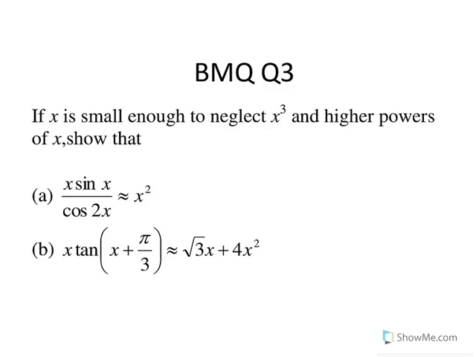Okay, so now we are going to go through power series BMQ question 3. This is a simple question. Let's look at question 3a first. We know that x is small enough, so we can neglect x cubed and the higher powers of x. We want to show that x multiplied by sine x, divided by cos 2x, will give you approximately x squared. Then how do we go about doing this?